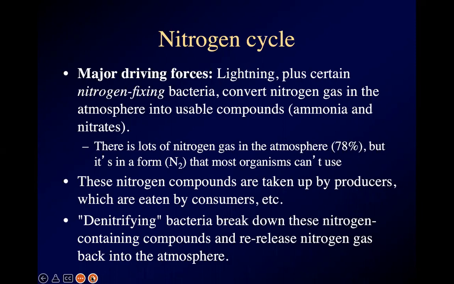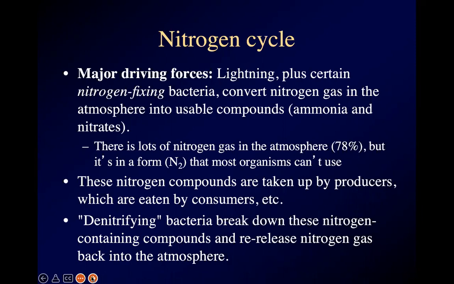And there are certain bacteria that can fix nitrogen. They can take nitrogen gas out of the atmosphere, convert it into ammonia or into nitrates, and those then become available to plants. So those nitrogen compounds made by lightning or by bacteria get taken up by plants, and then consumers get them by eating the plants. And then higher level consumers get them by eating the primary consumers, and so on and so on. So those nitrogen compounds might cycle through a food web for a long time.